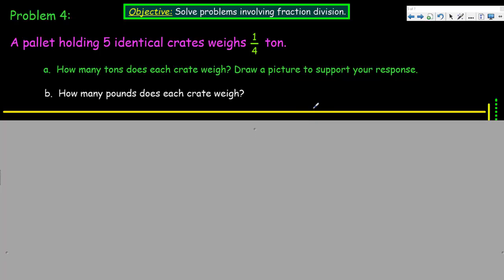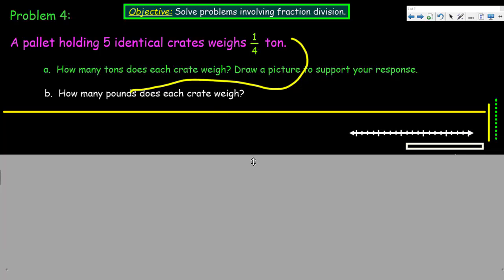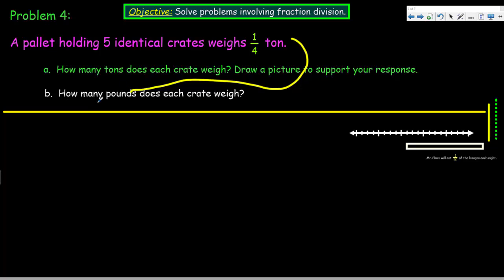Oh my goodness, we have an A and B here. Problem 4 says there's a pallet holding 5 identical crates that weighs a quarter ton. How many tons does each crate weigh? Draw a picture to support your response. And again, how many pounds does each crate weigh? They're going to have us do this conversion from tons to pounds again, so we'll need to know how many pounds are in a ton. It says to draw a picture to show.